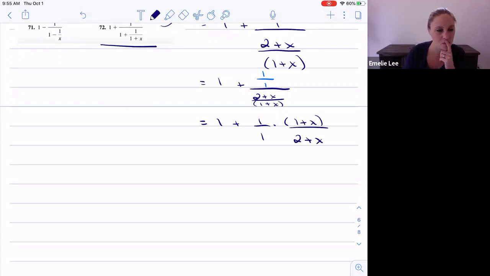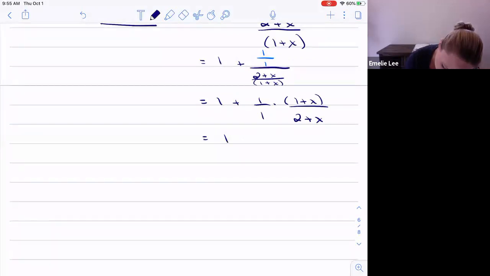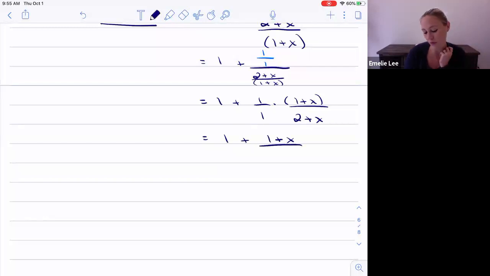Okay. 1 times 1 plus x is just 1 plus x. So this puts me at 1 plus x. And you can keep the brackets if you want to, but I'm going to leave them out. 1 times 2 plus x is just 2 plus x, so over 2 plus x. This already looks a lot better, right? So we just had to kind of zip it up. And so now I need this 1 over a common denominator of 2 plus x. And so I'm going to multiply 1 by 2 plus x over 2 plus x, and then I'll be able to simplify.